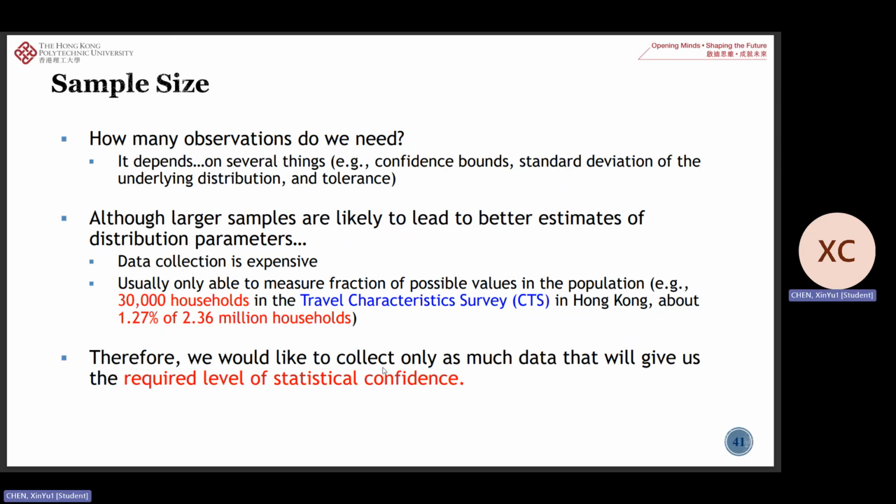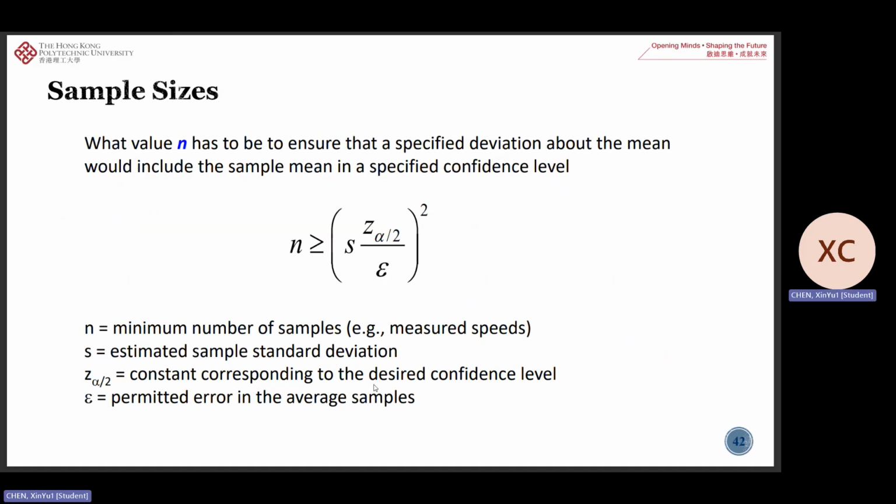Therefore, we want to collect only as much data as will give us the required level of statistical confidence. To justify our sample size, we normally use statistical confidence. This is the most general way to justify our small sample. So this is the general equation of the minimum sample size. The n is the minimum number of samples, and S is the estimated sample standard deviation. You know what the Z value is from the first session. And the error is the permitted error in the average sample.